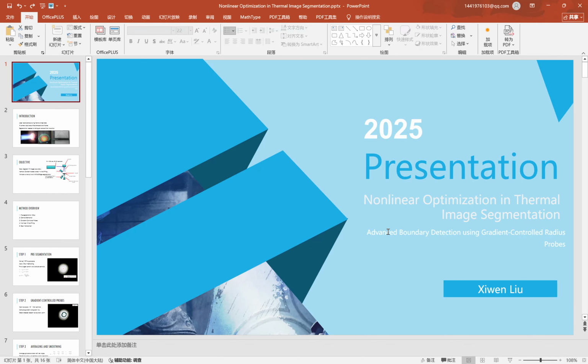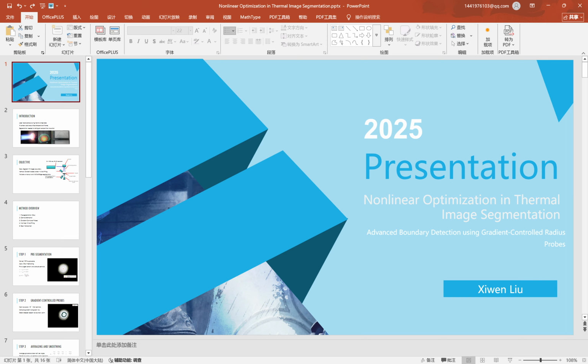So let's start. This is the 2025 presentation of nonlinear optimization. I'm Xiwen Liu, and the topic of my research is nonlinear optimization in thermal image segmentation, which is advanced boundary detection using gradient control radial probes.